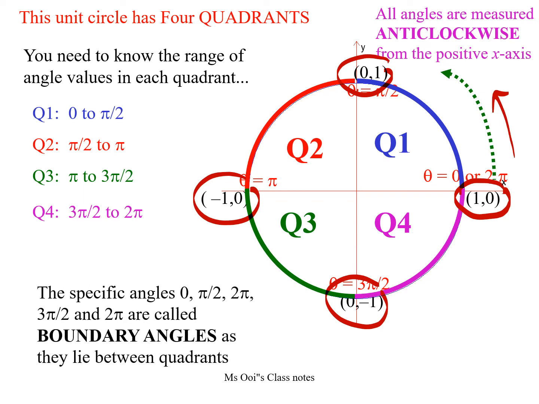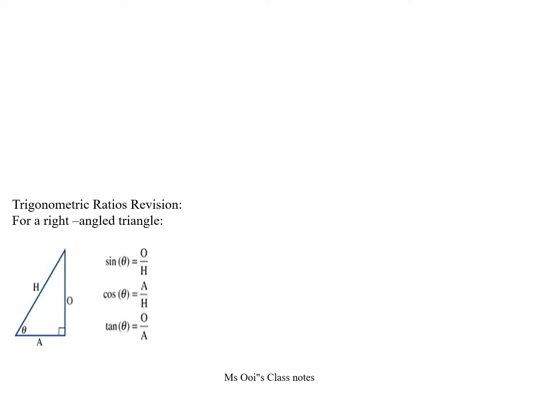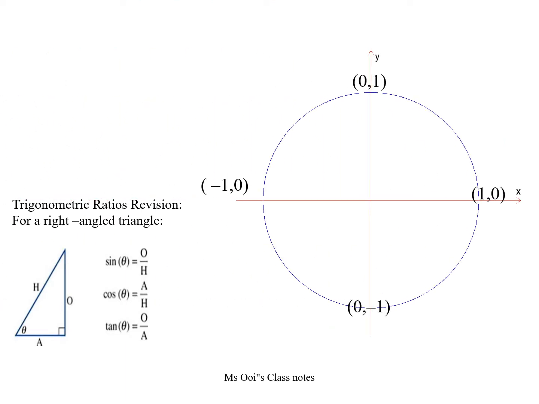The specific angles that we talk about, 0, pi on 2, pi, 3 pi on 2, and 2 pi, are called the boundary angles as they lie between quadrants. Right. Next, let's look at the coordinates. So this unit circle can be written as a function of x and y.